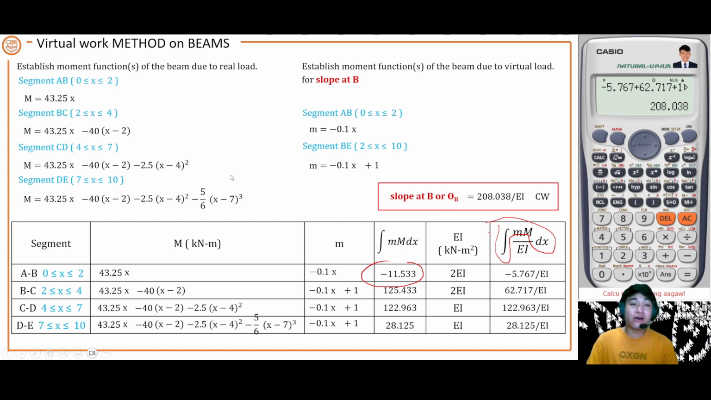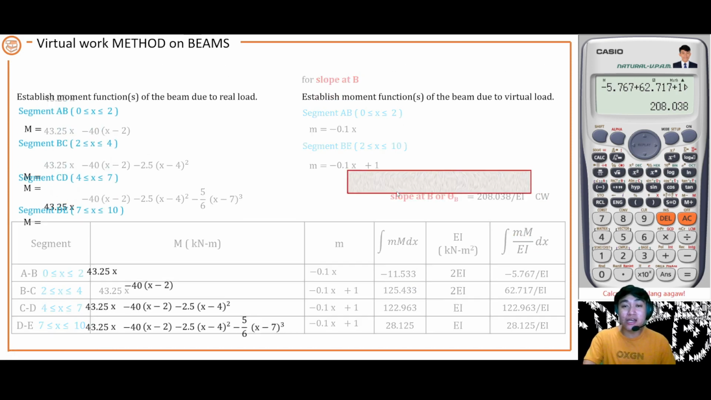Again, the steps are: establish the moment function for the real load. Next is to remove the load and then apply 1 unit load, to be specific. Now, for slope, you apply 1 unit moment or 1 unit rotation. For deflection later, we will apply 1 unit downward force. Okay, so that is the slope at B.